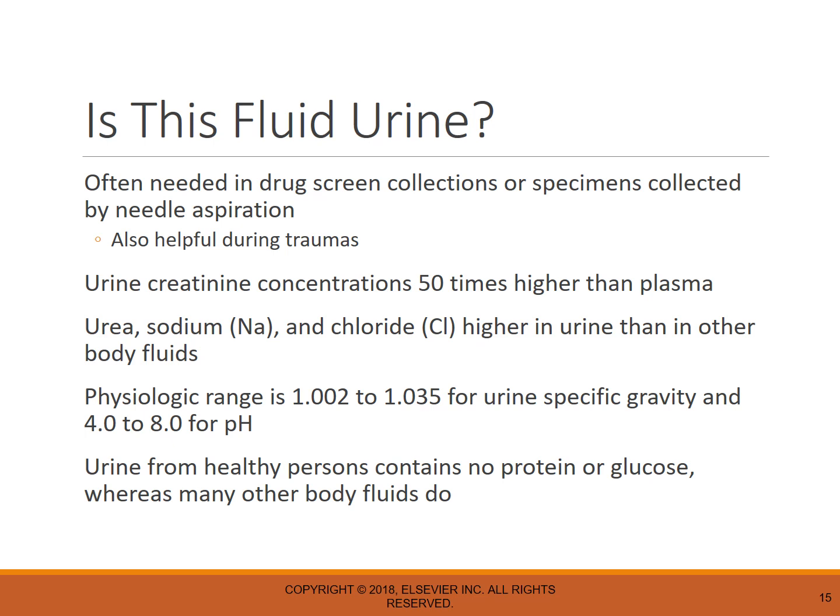The physiological range for urine pH is 4 to 8, and for specific gravity is 1.002 to 1.035. In a normal, healthy individual, the temperature of urine immediately after collection is usually between 32.5 and 37.5 degrees Celsius. If this range is exceeded and the temperature is lower or higher, the urine has been altered in some way, or that fluid is not urine.